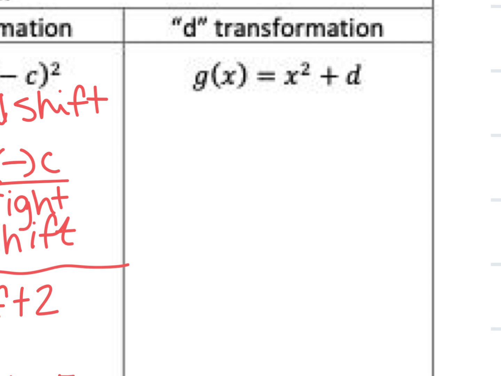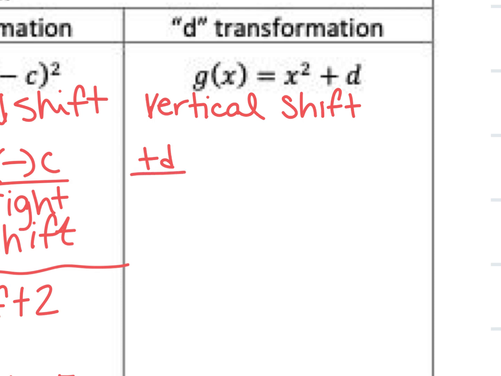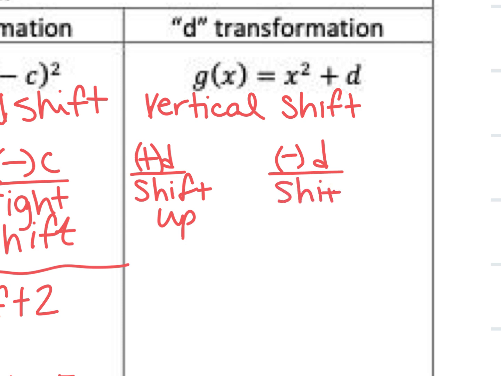All right, so this one is not in parentheses, so this one is just going to be what it is. But again, it's not in the parentheses, so it's not going to be horizontal shift. It's going to be a vertical shift. So if it's not in parentheses, it's going to be up and down, just like the bench press. Your arms go up and down. So vertical shift. So if our D is a positive, it's going to do exactly what we think it's going to do. What is it going to do? It's going to go up. This is going to shift up. And if it's a negative D, what is it going to do? It's going to shift down.